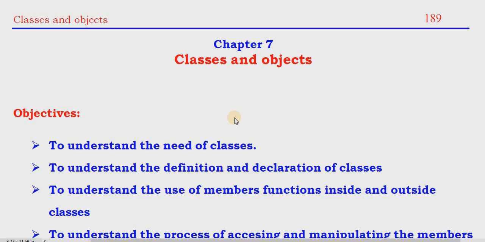In the last chapter we saw what classes and objects are. These class and object are characteristics or properties of object oriented programming. In this chapter we have to study how to create classes, how to create objects, and how to use classes and objects. We will study all these things in this chapter.